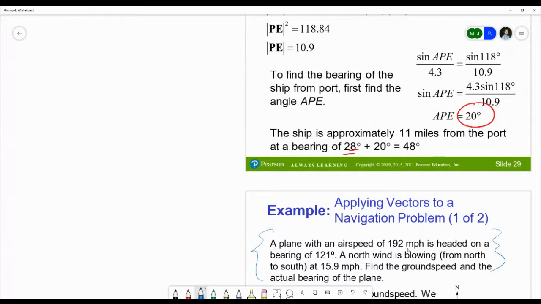All right, a plane with an airspeed of 192 miles per hour is heading on a bearing of 121. Again, bearing is measured from due north, okay? So 121 is going to be in the fourth quadrant because we are measuring from due north. So this is 90, so 121 is somewhere right here. So from here to here is 121 degrees, and airspeed of 192 miles per hour.